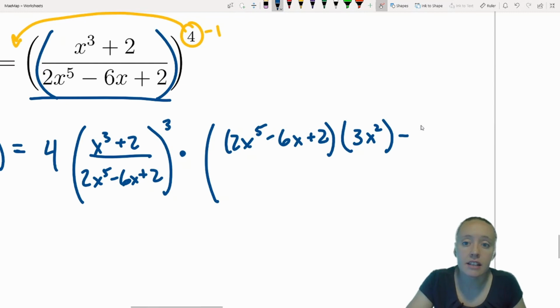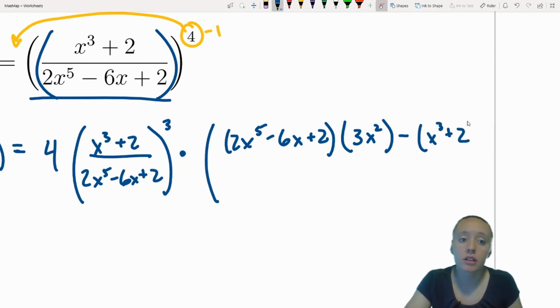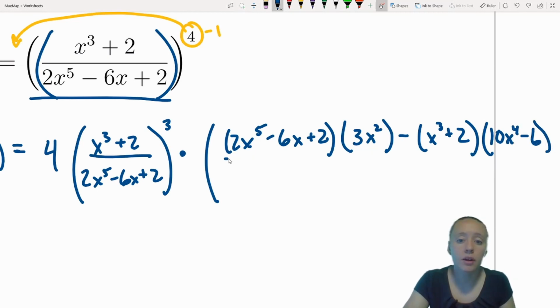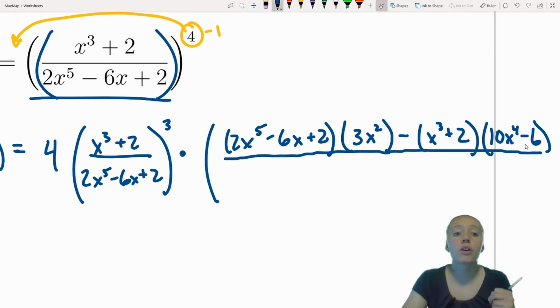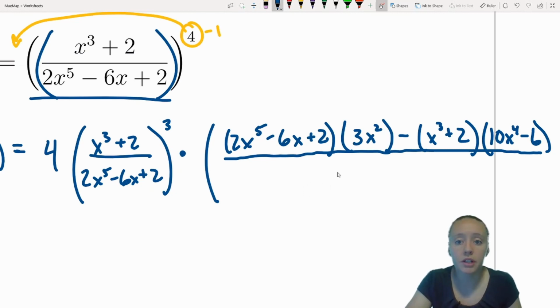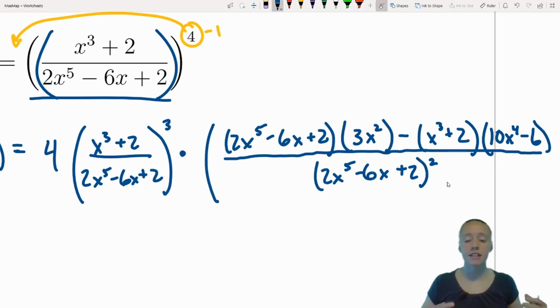So high is x cubed plus 2, and the derivative of low, the derivative of 2x to the fifth minus 6x plus 2 is 10x to the fourth minus 6. So there we have it. That's my low d high minus high d low, and that's all over low squared. So that's going to be all over 2x to the fifth minus 6x plus 2, all squared. And that's my derivative for the last part.